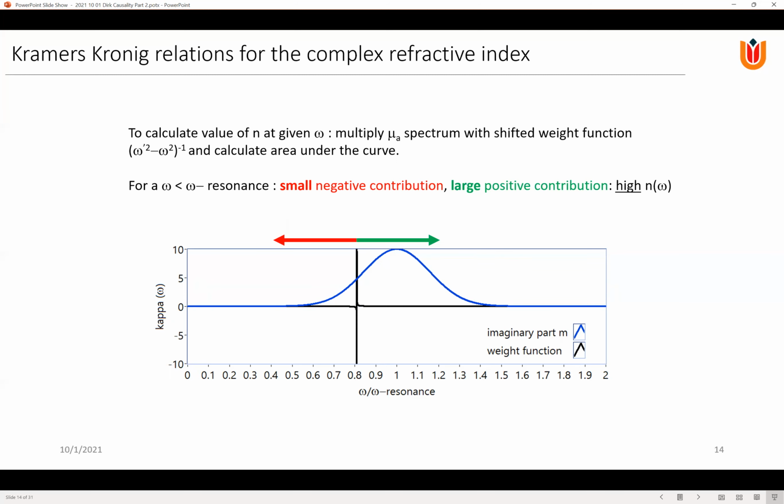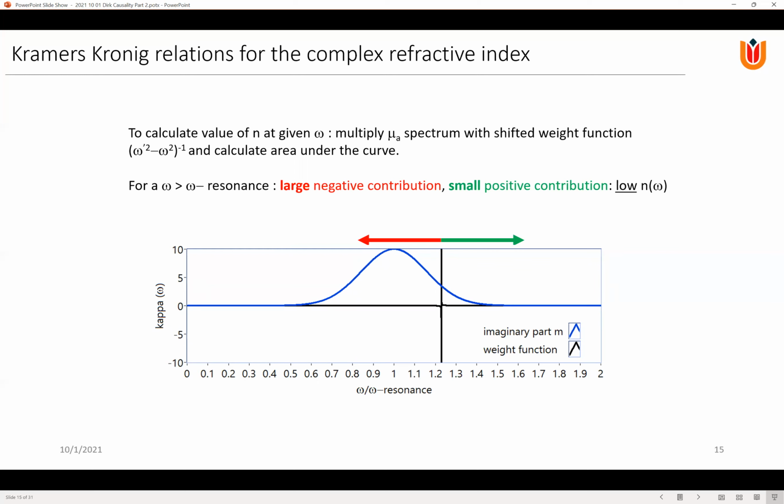If you do it the other way around, on the other half of this absorption peak, then the situation is just reversed. So the weight function is still the same. It dips here, then shoots up, and decays here again. That's symmetric, but you will have larger contributions in this case now on the negative side than from the positive side, and that will result in a lower value. I have a simulation that I will show you.